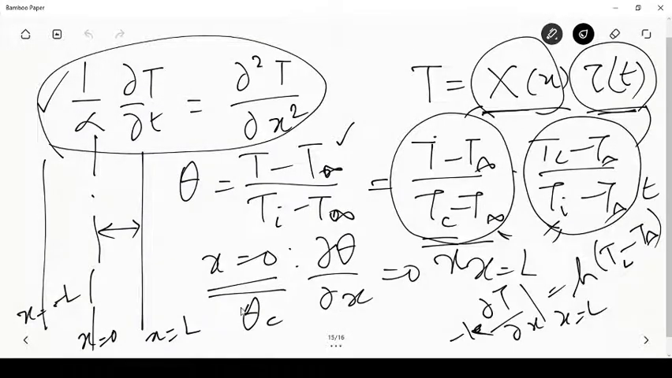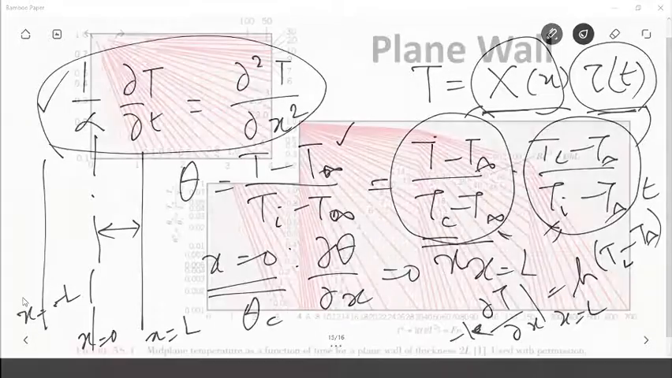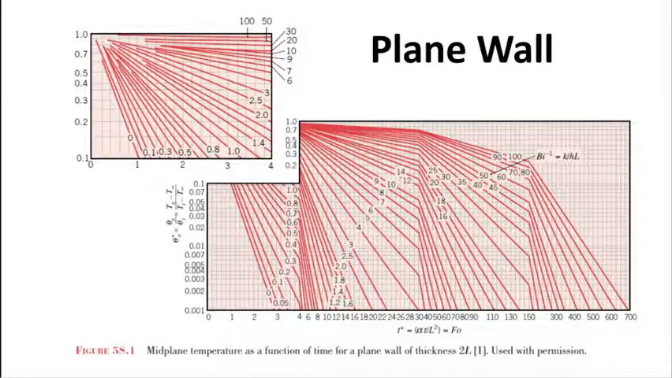So the half length of the slab, or the half width of the slab, x is equal to 0 to L. This L is the characteristic length. So your Fourier number is calculated using alpha t by L squared. So that is what you get on the x-axis here. So this is your Fourier number, and the y-axis is the theta, and the lines are for different values of 1 by Biot number.